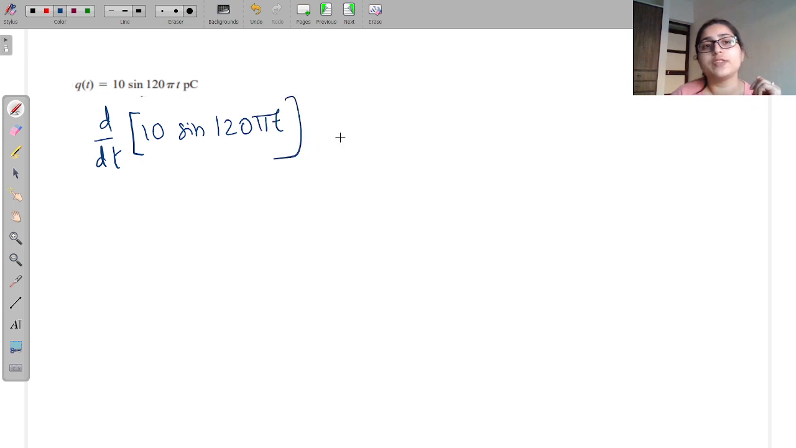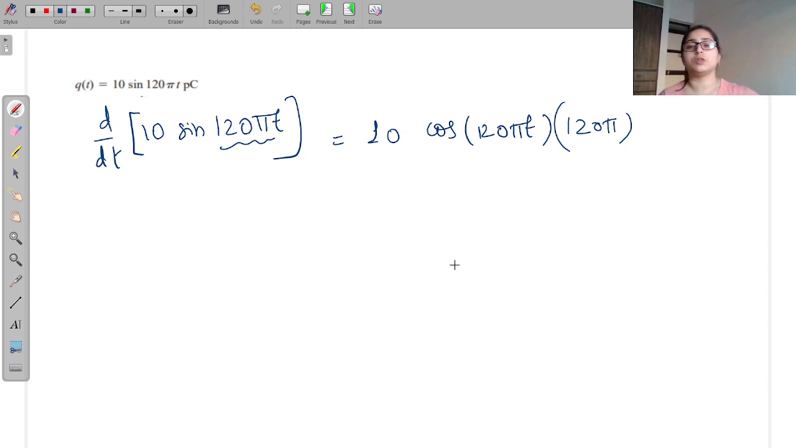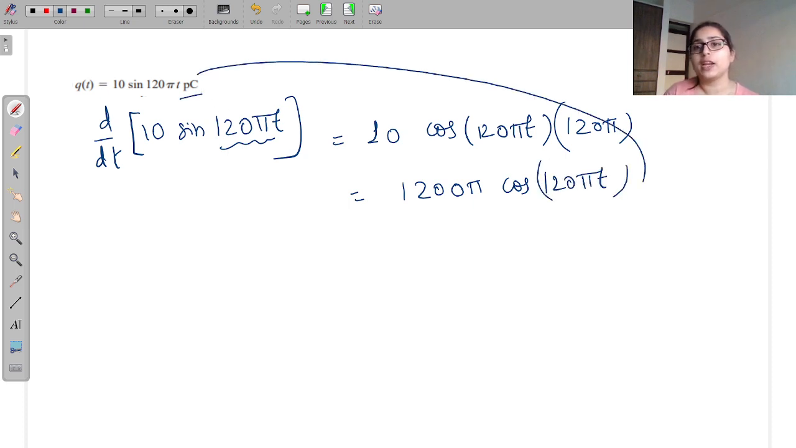In differentiation, sine becomes cos. This is a constant, cos 120 pi t. I cannot leave this as it is because t has a coefficient 120 pi, which is a constant. I am taking that outside. So it is 1200 pi cos 120 pi t and it is picocoulomb per second. Because of that I am converting it to picoampere.